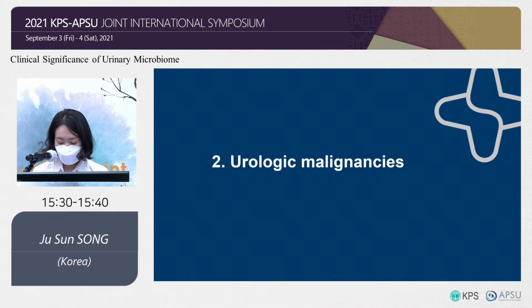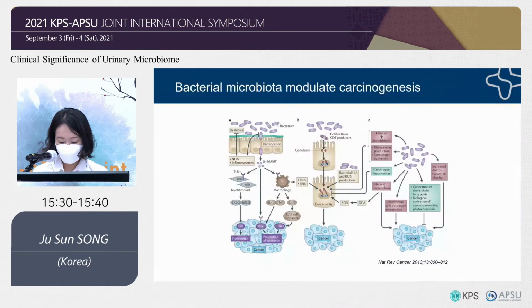Urine microbiome studies are also being conducted in urologic malignancies, including bladder cancer and prostate cancer. Carcinogenesis mechanisms by bacteria are increased inflammation mediated by microorganism-associated molecular patterns, MAMPs, bacterial genotoxins, and bacterial metabolites, resulting in the activation of genotoxins.